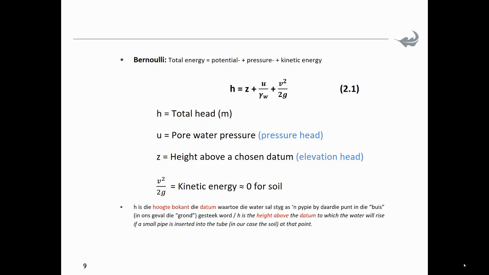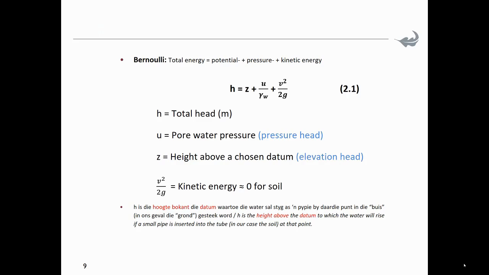So Bernoulli, and we're going to see multiple names from now on that all have different expressions that will help us in the future. He said the total energy is the potential plus or minus the pressure plus or minus the kinetic energy, where H is the total head, as I said before, in meters. U is the pore water pressure or the pressure head. Z is the height above the datum, which gives you the elevation head. And then V squared over 2g is the kinetic energy, but it is basically 0 for soil.